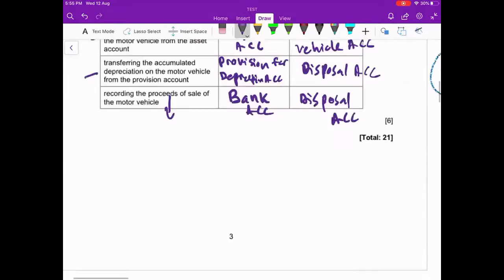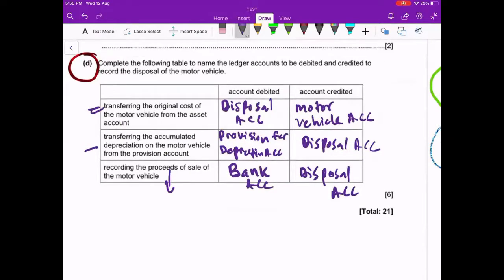Which one? Okay. Whenever you want to sell, this one now I'm explaining. Whenever you sell the asset, for example, this asset is here in the asset account. This is the asset account, the asset inside the asset account. Let's say this is the motor vehicle, inside the motor vehicle account.